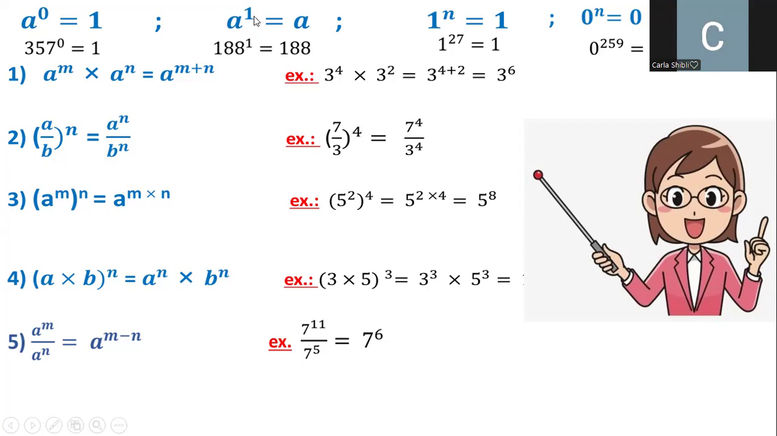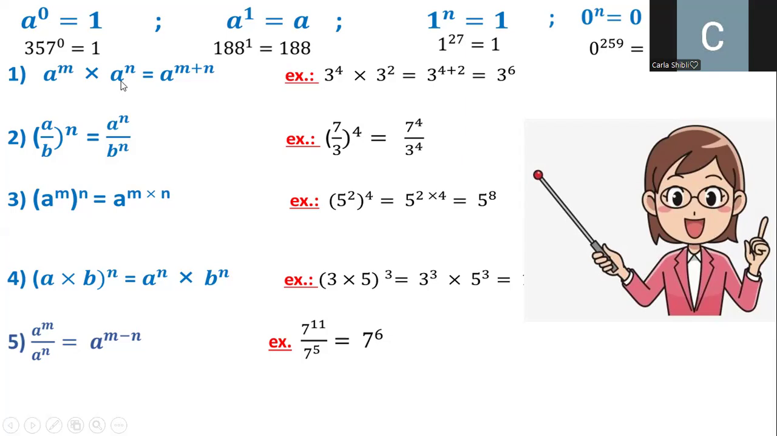Any number to the power 0 gives me 1. Any number to the power 1 gives me the number itself. As if I'm saying 188 to the power 1, as if I am multiplying 188 by itself one time, so it gives me again the number itself, which is 188. 1 to the power n is equal to 1. 1 to the power 27, for example, as if I am multiplying 1 by itself 27 times, so it gives me 1. 0 to the power n is equal to 0. So 0 to the power, for example, 259, whatever n, is equal to 0.